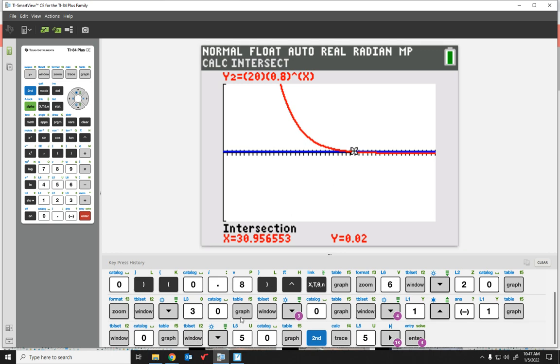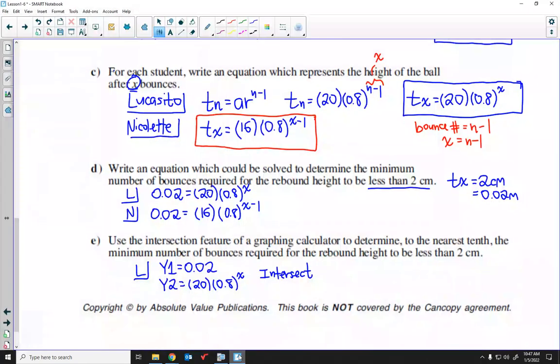Okay, so let's write down the solution here. Then we'll make sense of that less than thing. All right, so it is x is 30.9, I think it was, 30.96. And that occurs when y is equal to 0.02. So that's where y would be 2 centimeters.